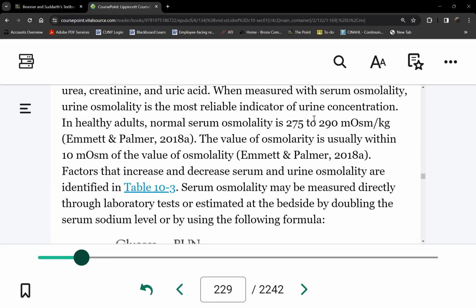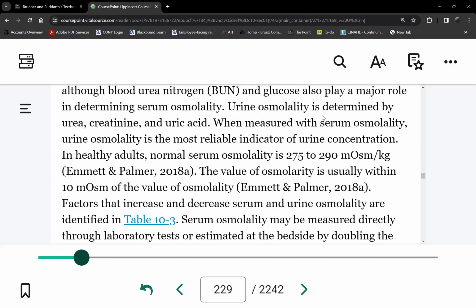Okay, so let's look at the other indicators. Let's start with serum and urine osmolality. What is osmolality again? The concentration. Serum refers to your blood, correct? So we draw a blood sample. Osmolality is high. What is the patient's condition?